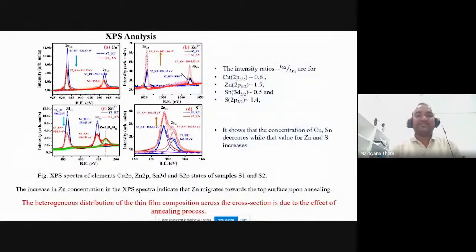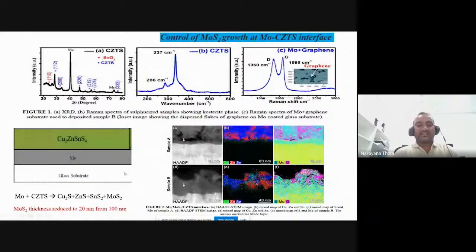This is the preparation of the single phase material. When it comes to the device level, this is the substructure: glass, then back contact, then absorber material. Molybdenum is used as the back contact, and CZTS is our absorber material. Generally we go to 500 degrees temperature to get quality material.